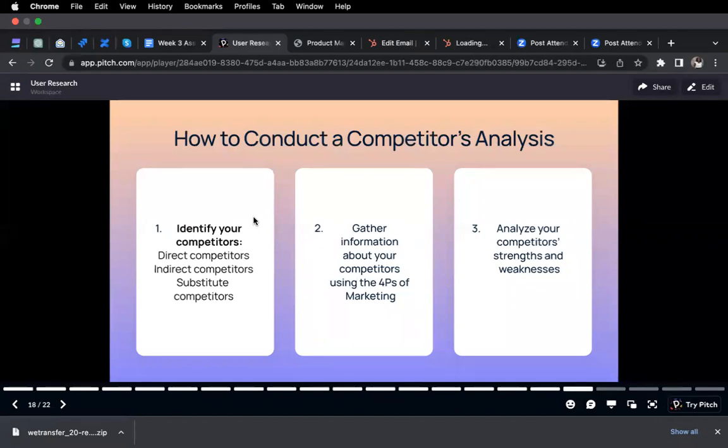Identify your competitors. Your direct competitors are the people who are producing the absolute same thing as you. Then indirect competitors are not producing the same thing, but they are producing something very similar.